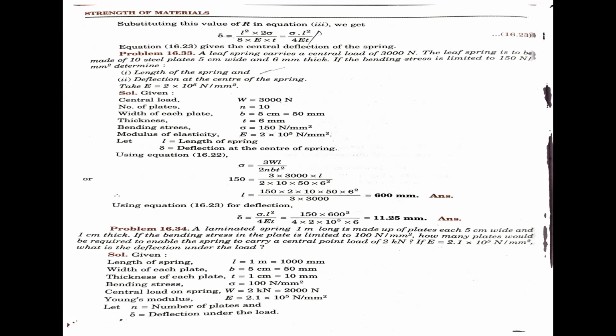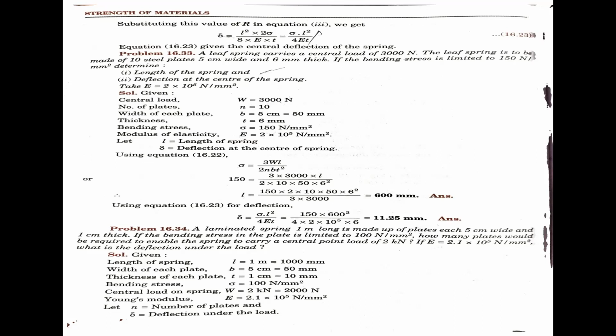6 mm thick. Thickness of the plate is 6 mm and bending stress sigma is 150 Newton per mm square. And modulus of elasticity capital E equal to 2 into 10 to the power of 5 Newton per mm square. That is the data I have been given. Now we will calculate the length of the spring and the deflection at the center of the spring.